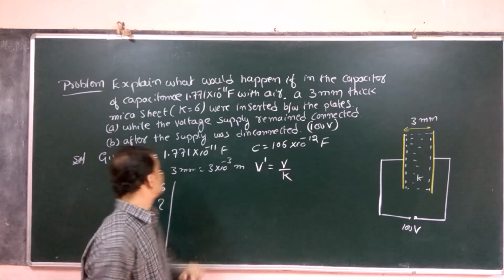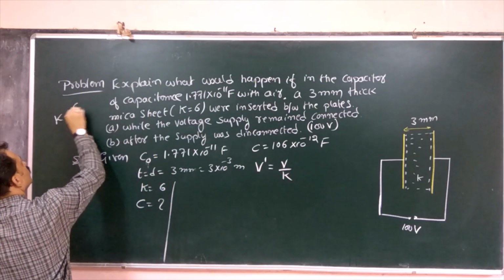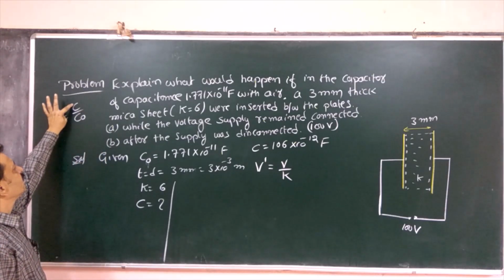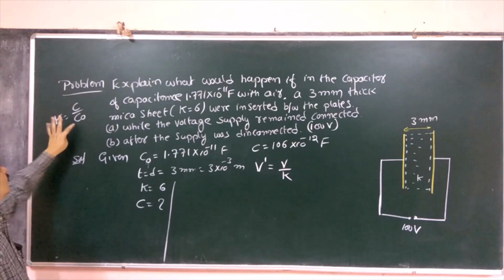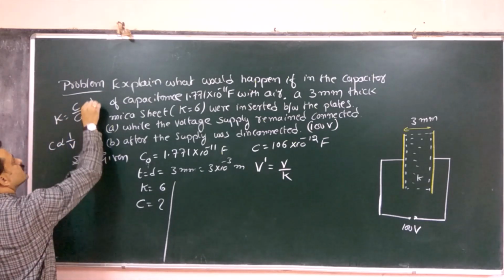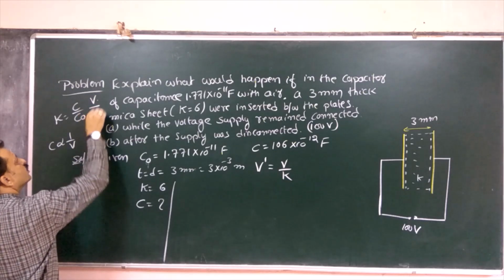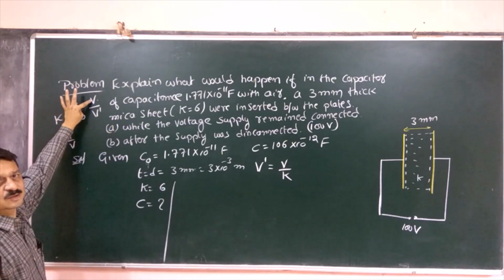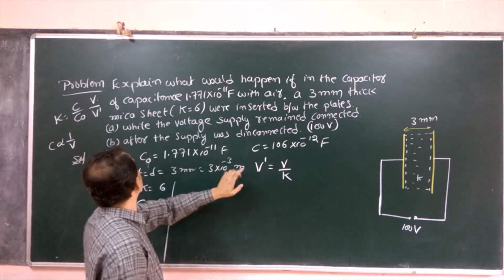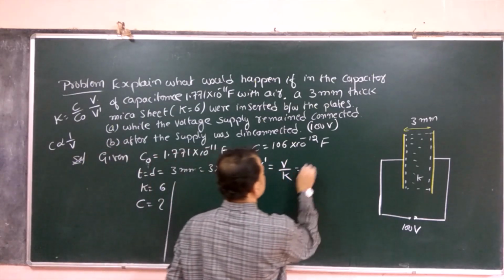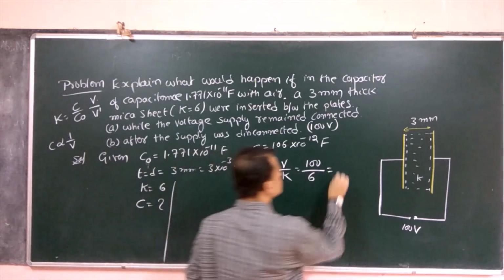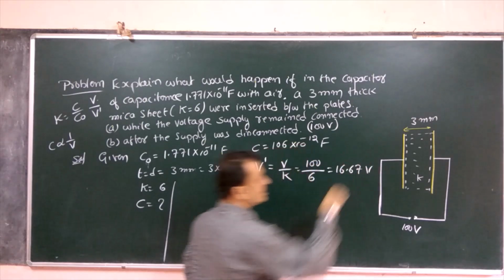How does this relation come? We know the dielectric constant K is equal to C by C naught, that is the capacitance with the dielectric medium to the capacitance with air, but capacitance is inversely proportional to voltage. Therefore it is the initial voltage divided by the new voltage. If we take the initial voltage as V, it becomes V naught by V, or V by V dash. That formula we wrote. Therefore V dash is equal to V by K. So V is 100 volts, and the dielectric constant is 6, which reduces the voltage to 16.67 volts.